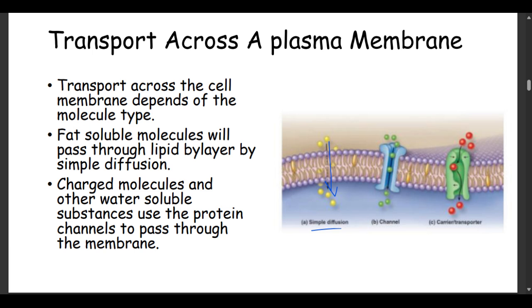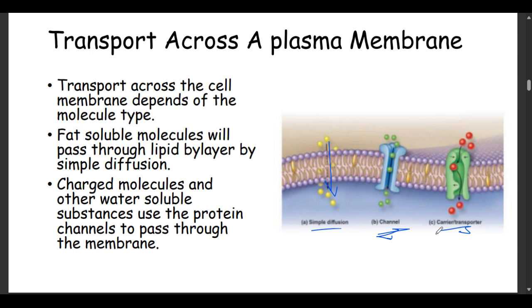But those that are fat insoluble, like polar molecules, for example, and molecules that are charged, these are molecules that are not able to pass through easily. So they're going to utilize a channel, okay, and a carrier or a transporter. The difference between a channel and a carrier or a transporter is that a channel simply allows the passive movement of a particular molecule from the inside to the outside or from the outside to the inside of the cell, just acting as a passageway.